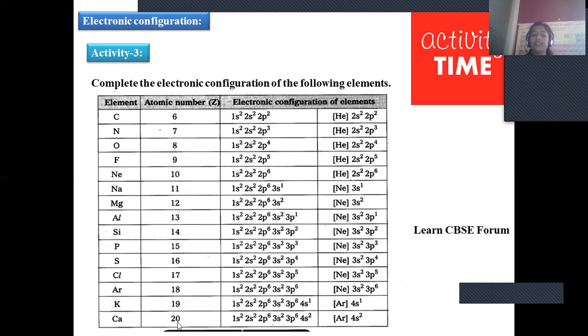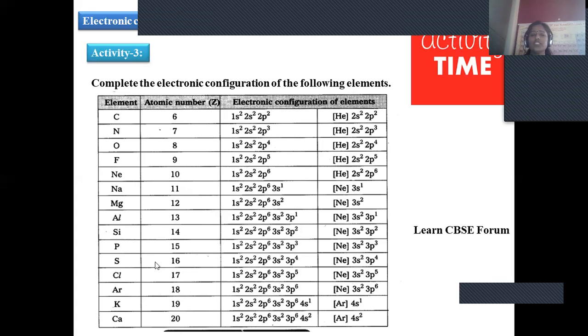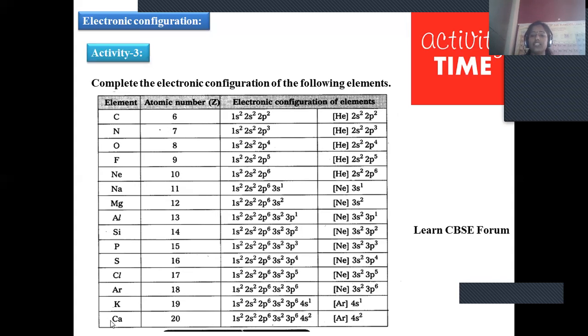Calcium, atomic number 20, number of electrons also 20. So here the last electron will enter into 4s2. Argon 4s2 is the electronic configuration of calcium. So this is about the entire electronic configuration of elements from carbon to calcium.